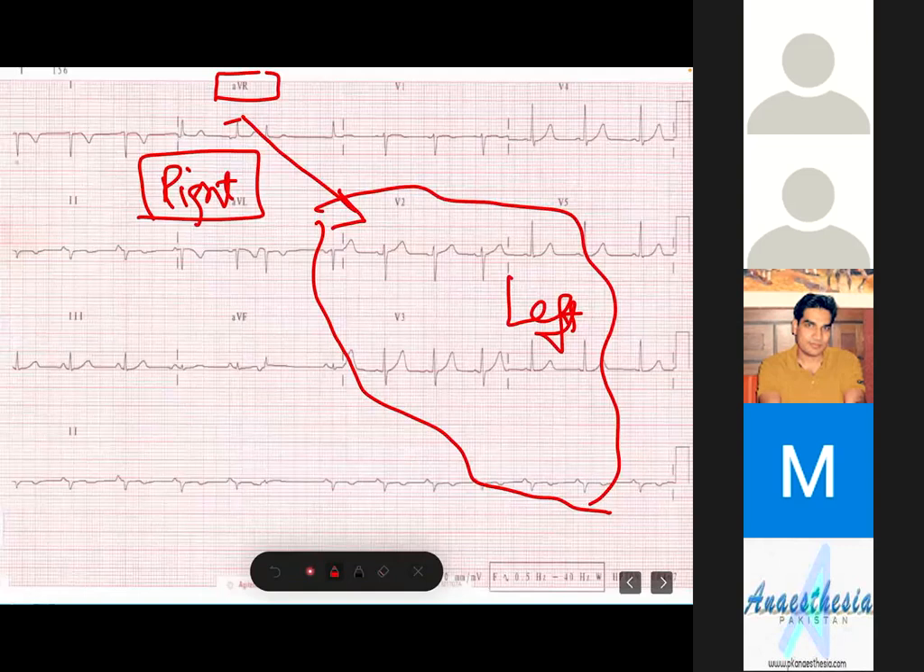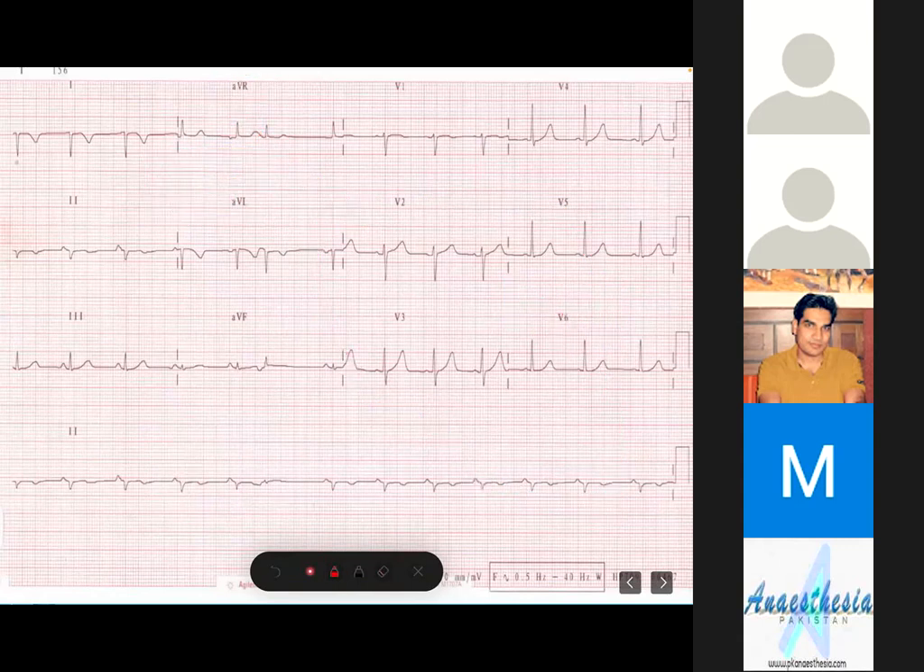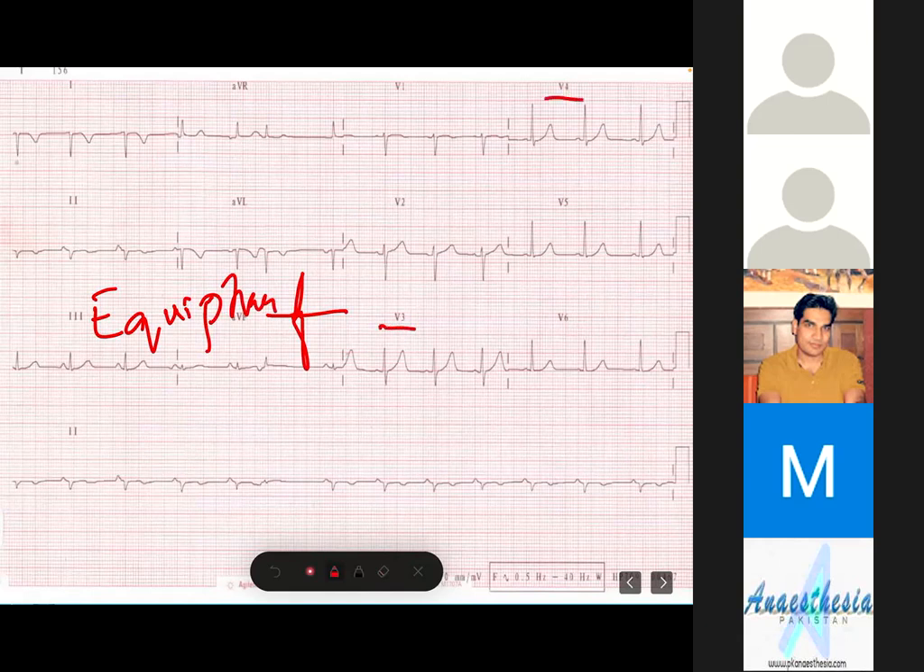By definition, what is poor R wave progression? Let's discuss that. Equiphasic means the positive and negative deflections are equal. In V3 and V4, it should be equiphasic. If the equiphasic lead is delayed to V5 or V6, then this is an example of poor R wave progression.